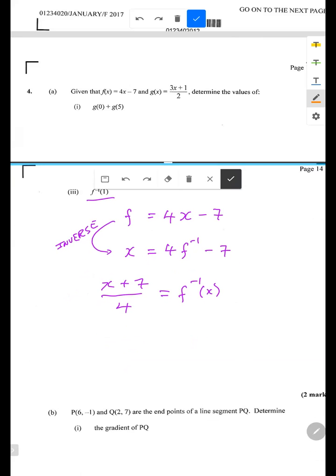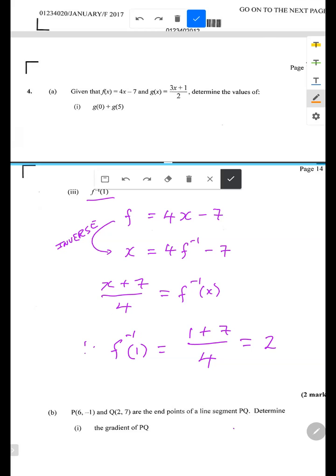So we need f to the minus 1 of 1. So therefore, f to the minus 1 of 1 means I put in 1 in this now. So it becomes 1 plus 7. Put in 1 for the x up here. So it becomes 1 plus 7 divided by 4. 1 plus 7 is 8. 8 divided by 4 is 2. So f to the minus 1 of 1 is 2.